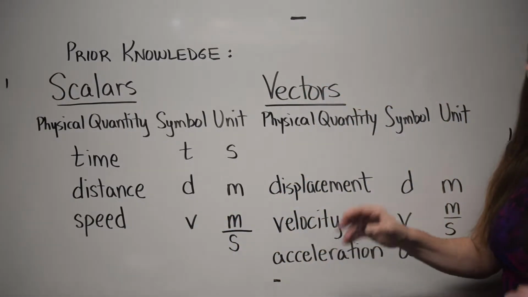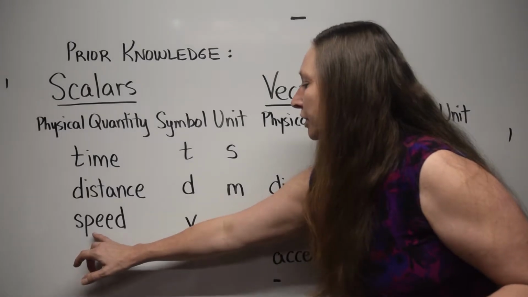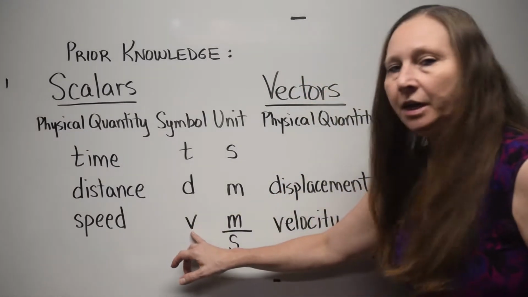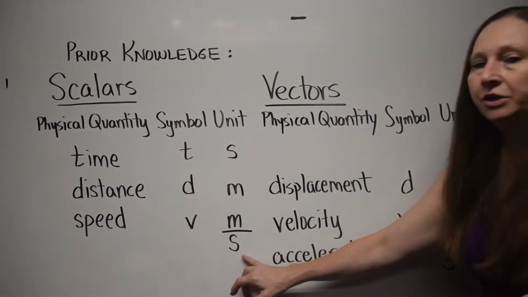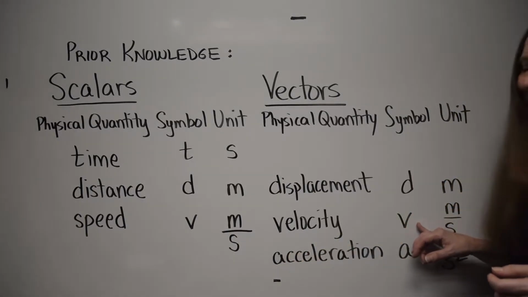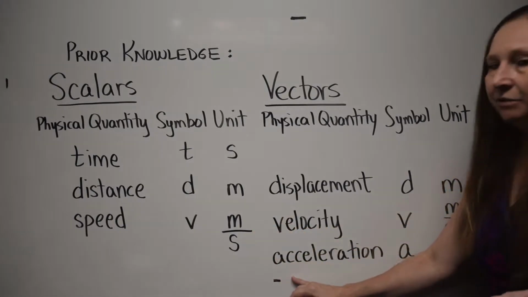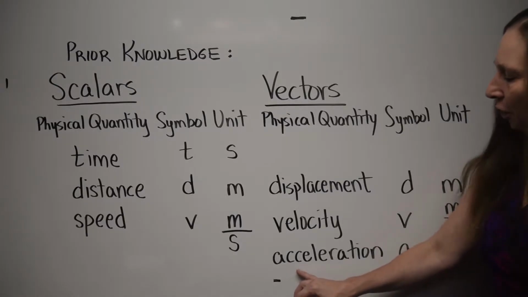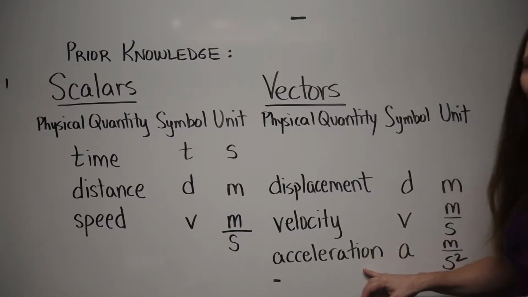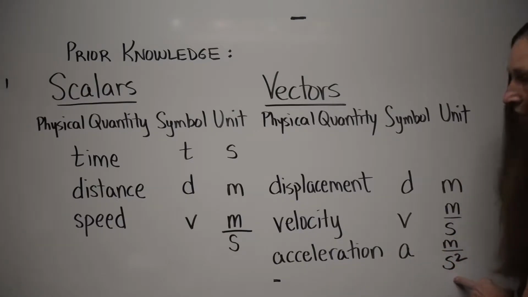Speed and velocity are another scalar vector pair. The symbol for speed is V, the unit is meters per second. The symbol for velocity is V, the unit is also meters per second. And velocity has a vector buddy down here. He's all by himself. Here's acceleration. The symbol for acceleration is A, and the unit is meters per second squared.